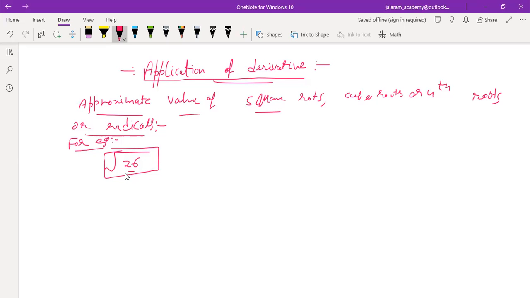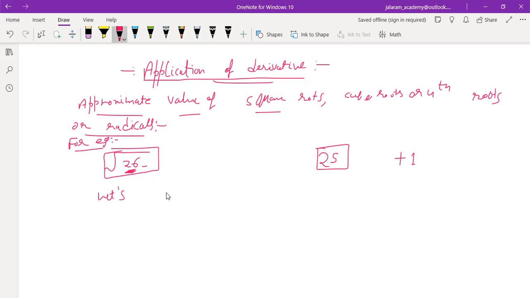So first of all, we will think about the number which is a perfect square and nearest to 26. So which number is nearest to 26 and is a perfect square? We know that it is 25. And the difference between 26 and 25 is plus 1. Okay. Now what should we do first of all?